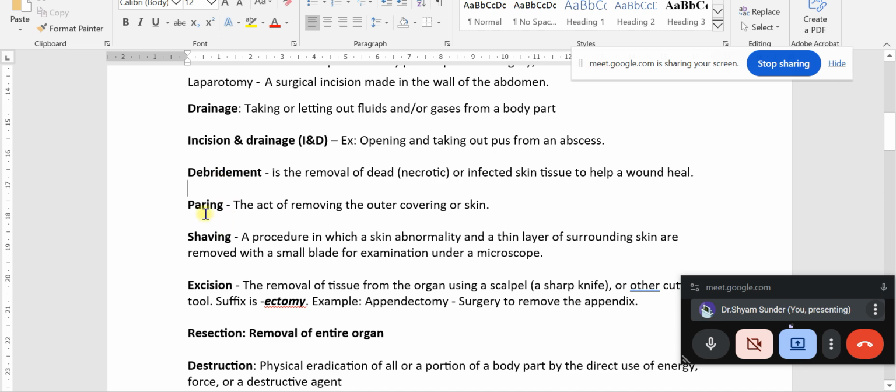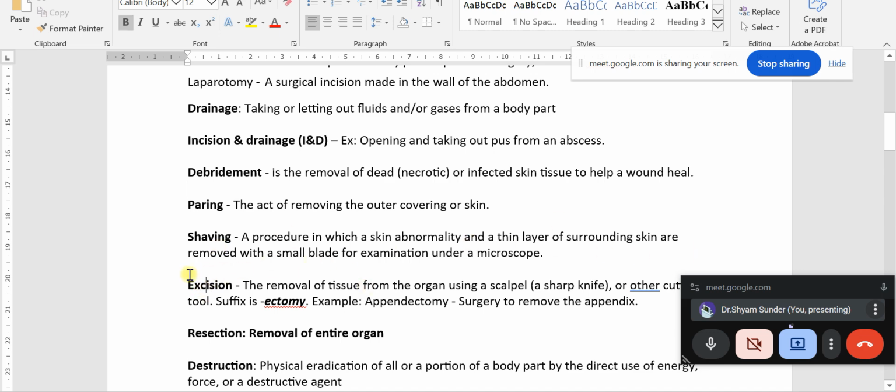Paring. So removing of outer covering of skin, the epidermis. There's another procedure called shaving. This paring and shaving are related to dermatology. Both look alike, but you have to go by the name. If the surgeon mentions paring, you have to go by this, or if the surgeon mentions shaving, you have to go by this.